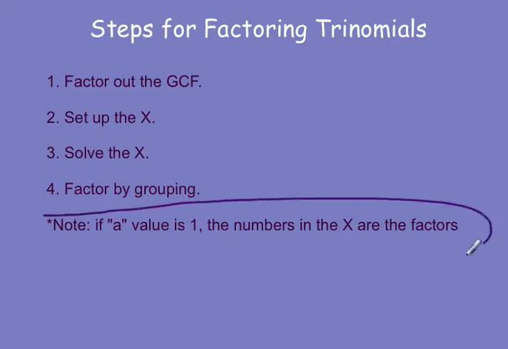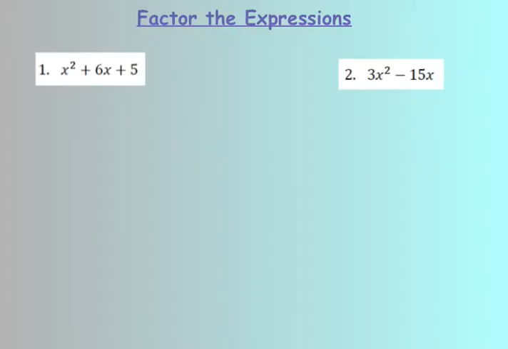So here's the biggest thing that's going to be changing right here. If the a value is 1, the numbers in the x are the factors. Well, what on earth could that mean? Let's take a look. So I notice on number 1 that my a is 1. Yes, score, this is going to be an easy one. So I'm going to go ahead and set up my x.